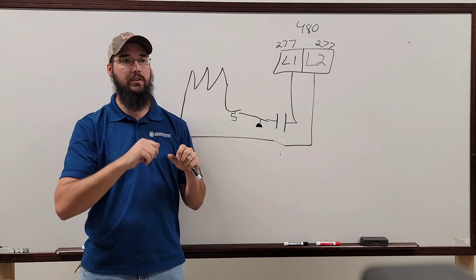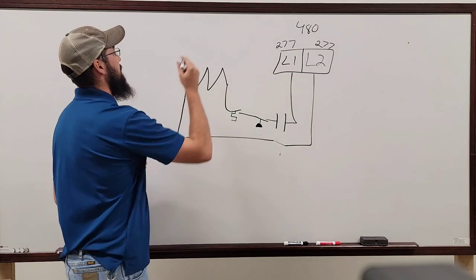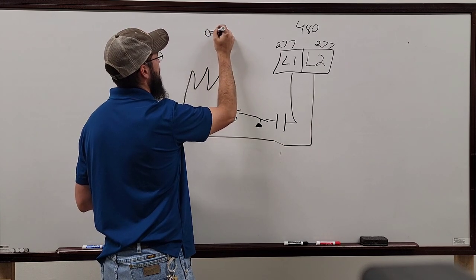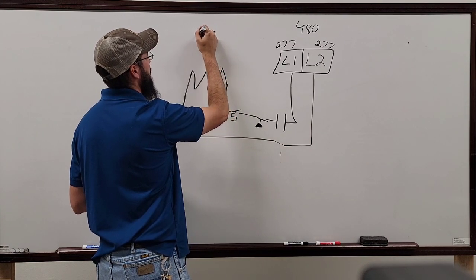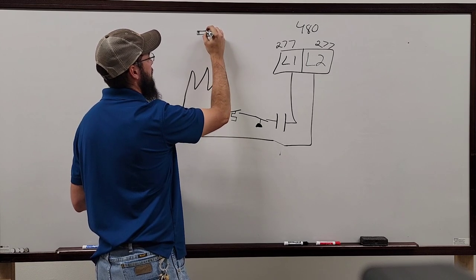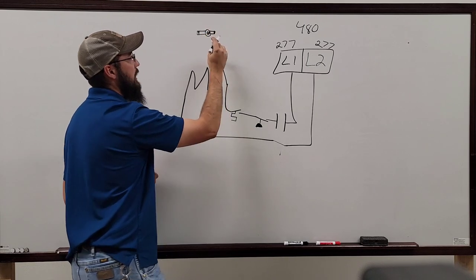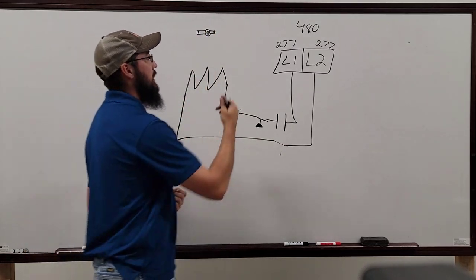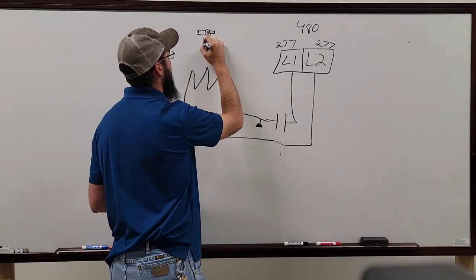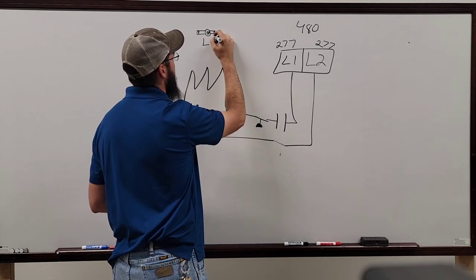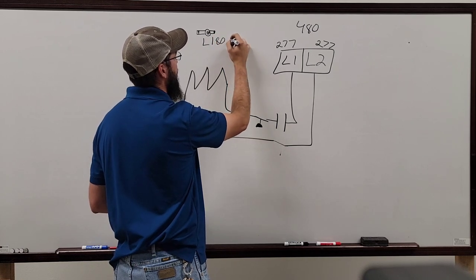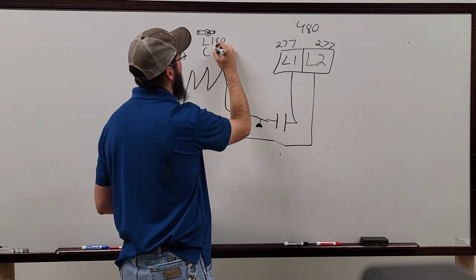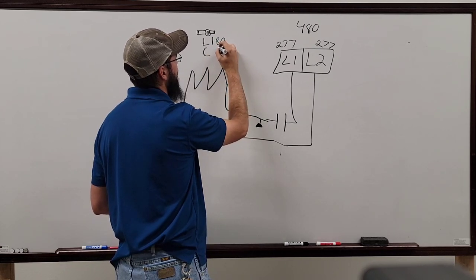Some of them you can even adjust. Many times it'll just be a circle with a stub out, and it'll have a spade connector here and another stub out spade connector. It'll have a sticker here in the middle with some writing on it, and that will be your high limit. Many times that high limit will have a number on it, like L180, and then it may have something like a C, we'll say 50, okay?